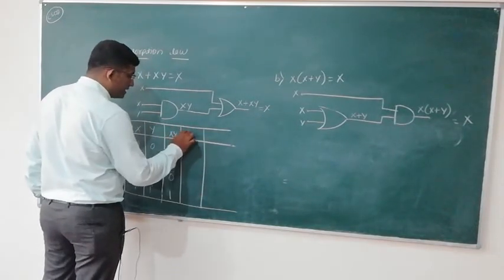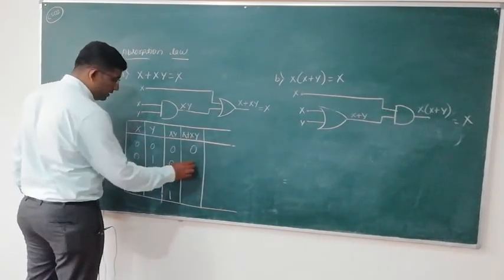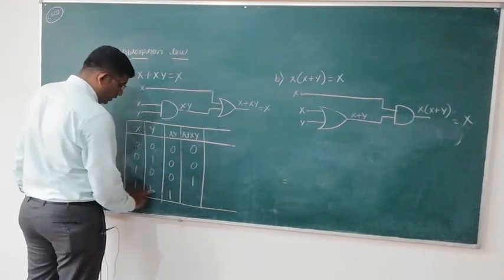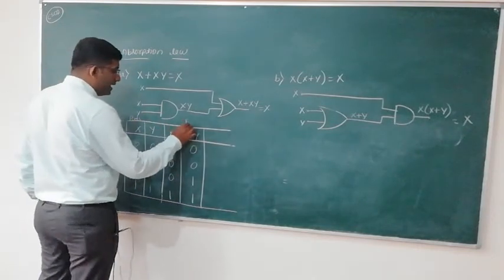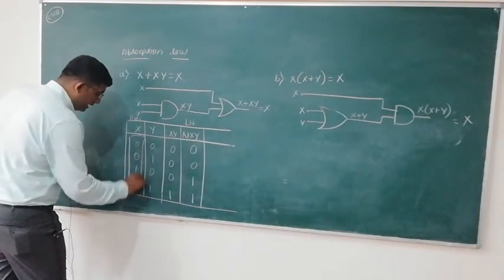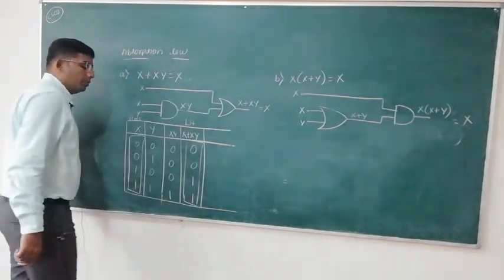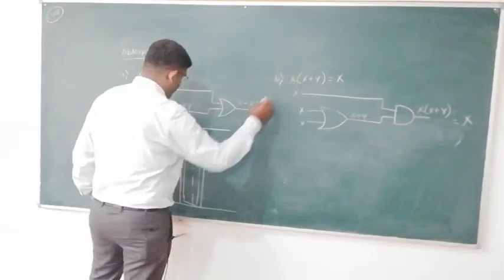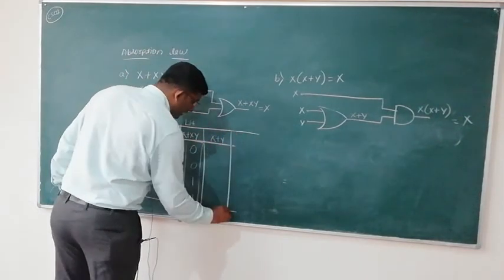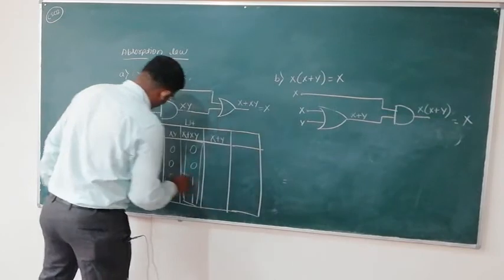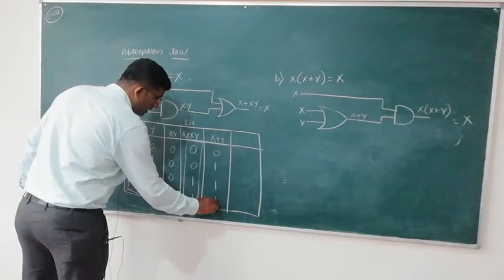Now LHS side, that is x plus xy: 0 plus 0, 0, 0 plus 0, 0, 1 plus 0, 1, 1 plus 1, 1. This is the RHS and this is the LHS. Both are identical. Hence proved. The first one has been proved. Now we have to consider this one. For that we have to add x plus y. We need to add those two columns: 0 plus 0, 0, 0 plus 1, 1, 1 plus 0, 1, 1 plus 1, 1.